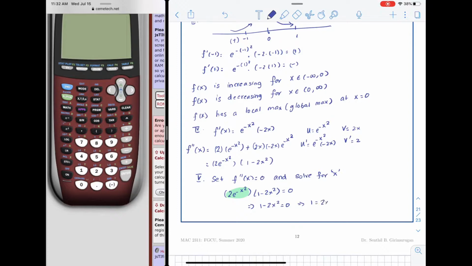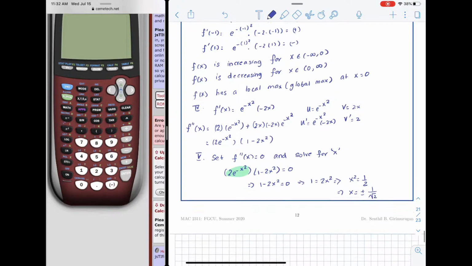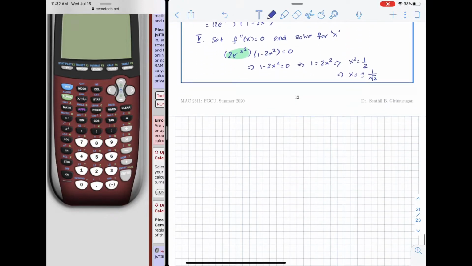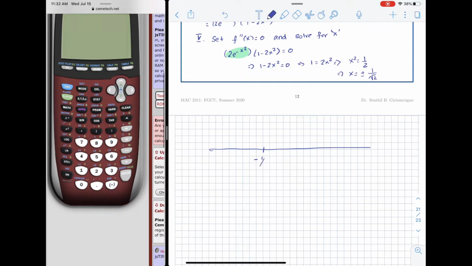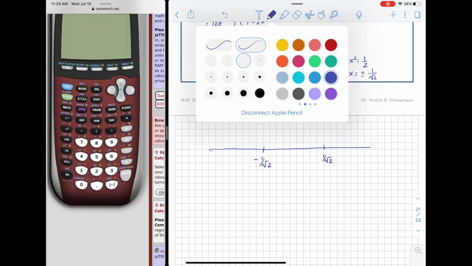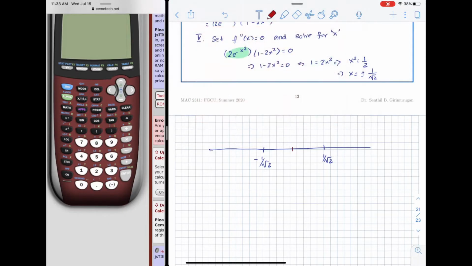1 would equal 2x squared. This would mean x squared is equal to 1 over 2. x is equal to plus or minus 1 over square root of 2. Now we could perform the test: minus 1 over square root of 2, plus 1 over square root of 2. My test points, I'm going to pick 0, 1 and minus 1.